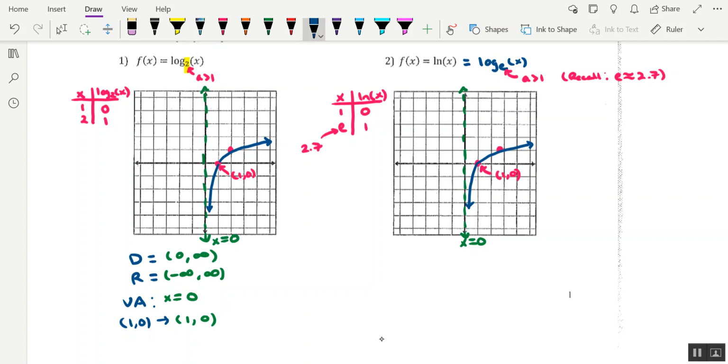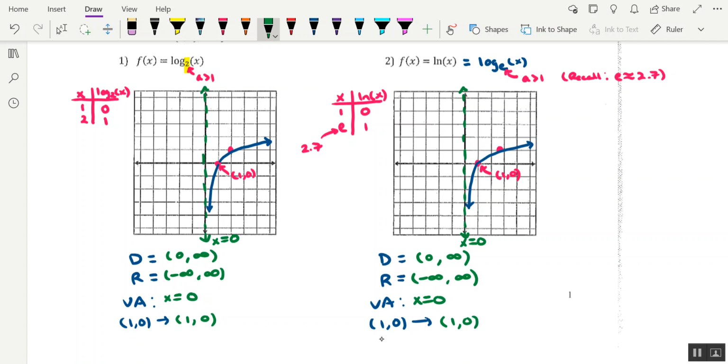And as you might expect, the domain, range, equation of the vertical asymptote, and new location of (1, 0), if any, are going to be the same as our first example. So the domain would be from 0 to infinity. Range would be all real numbers. Vertical asymptote x equals 0. And (1, 0) stays put, so I'll say it moves to (1, 0).